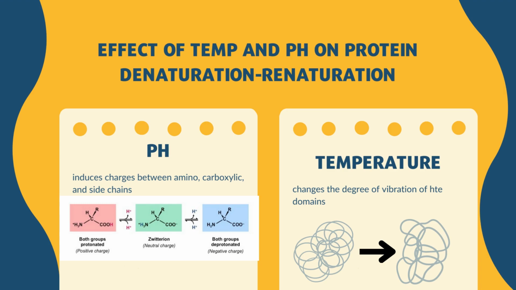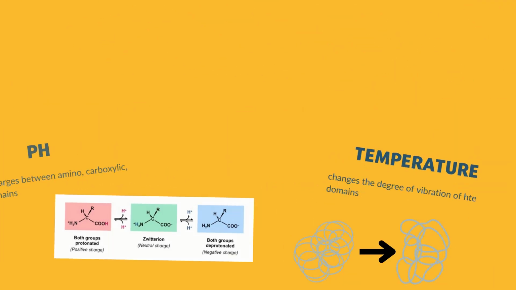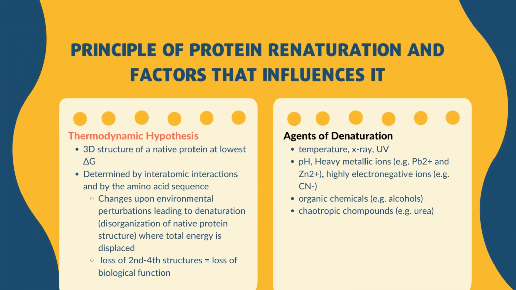Renaturation is conducted by reverting the environmental conditions back to the conditions of the native state. The thermodynamic hypothesis of Anfinsen stipulates that the three-dimensional structure of a native protein is governed by its physiological conditions. At optimal conditions, it gives the free energy of the whole system's lowest. However, the condition associated with the thermodynamically lowest energy state changes upon environmental perturbations, which ultimately leads to protein denaturation or the disorganization of native protein structure.